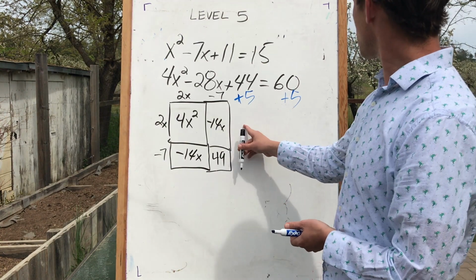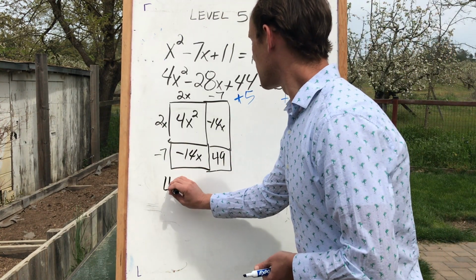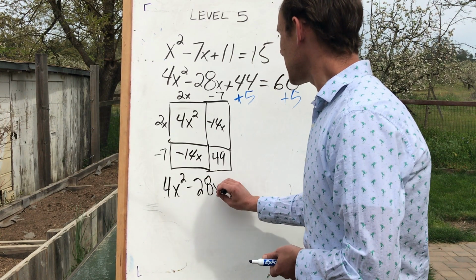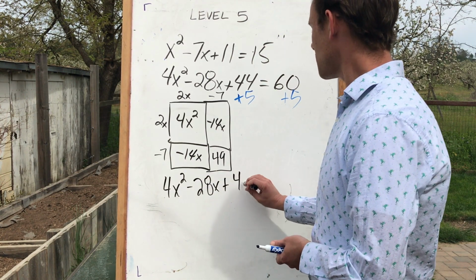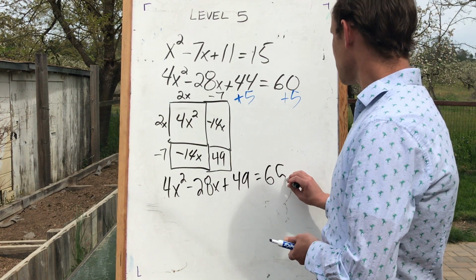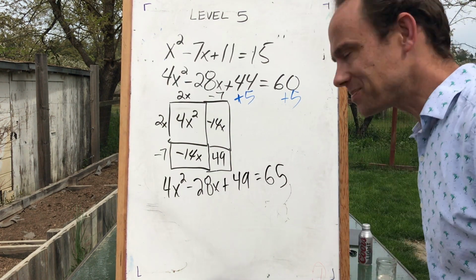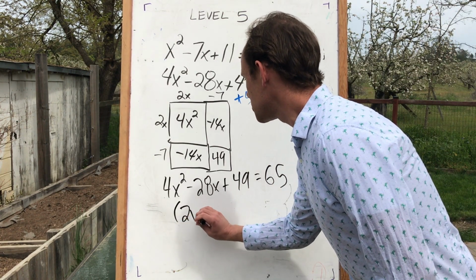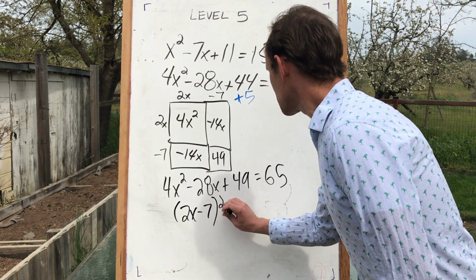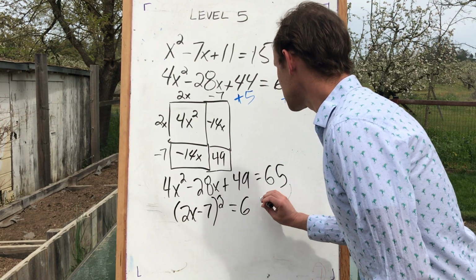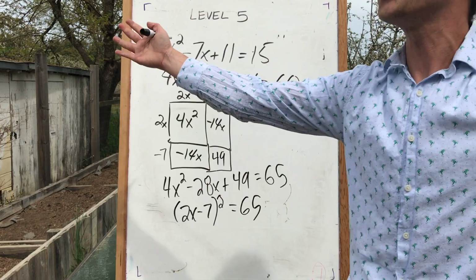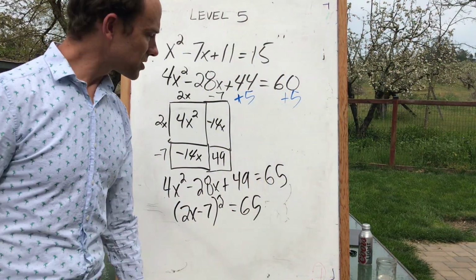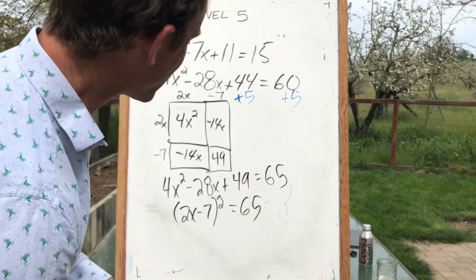So then what we'll have is 4x squared minus 28x plus 49 is equal to 65. Okay, brilliant. So that gives us down here (2x minus 7) squared is equal to 65. And we have a level 2. Ding, ding, ding. All roads lead back to a level 2 when you're using the square method.